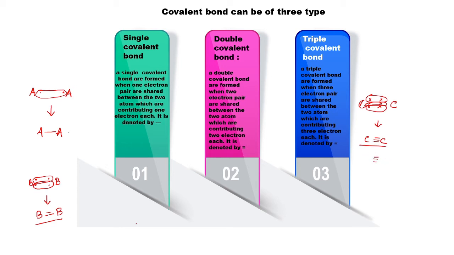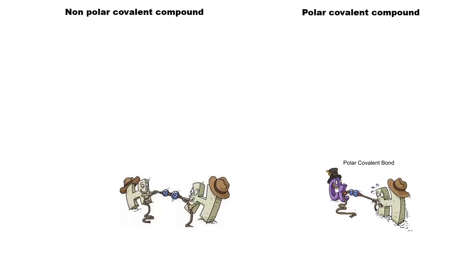For example, a single covalent bond is shown in the formation of hydrogen, a double covalent bond is shown in the formation of oxygen, and a triple bond is shown in the formation of nitrogen. You need to know one example of each kind. Now there are two types of covalent compounds based on charge separation. One is the non-polar covalent compound and the second is the polar covalent compound.